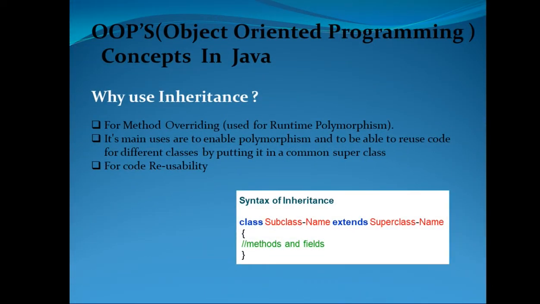So the question arises: why do we use inheritance? These are the reasons why we use inheritance. Let's discuss them. Method overriding is used for runtime polymorphism. Its main uses are to enable polymorphism and to be able to reuse code for different classes by putting it in a common superclass. And the last one is code reusability also.